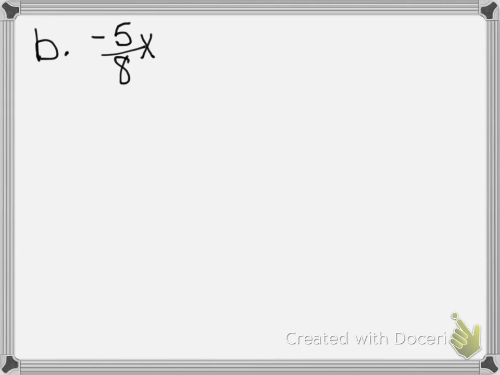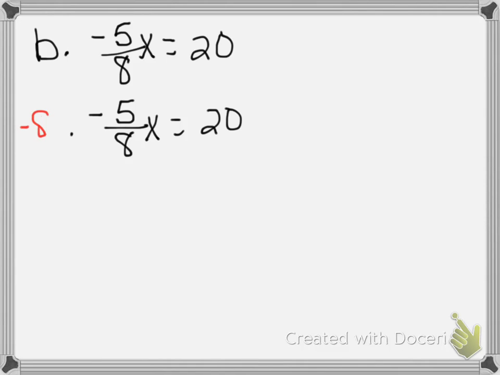Example B, negative 5/8 x is equal to 20. When you have a fraction times a variable, you want to get rid of that fraction by multiplying both sides by the reciprocal. The reciprocal is negative 8/5. Don't forget, it's not the opposite sign. The multiplicative inverse is always the exact same sign, and you just flip the fraction. I'm going to turn the 20 into 20 over 1 and multiply both sides by negative 8/5.